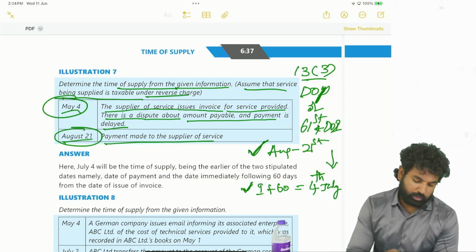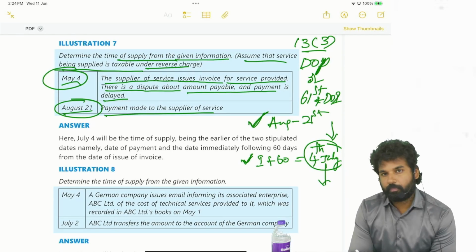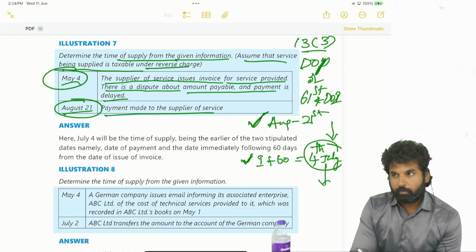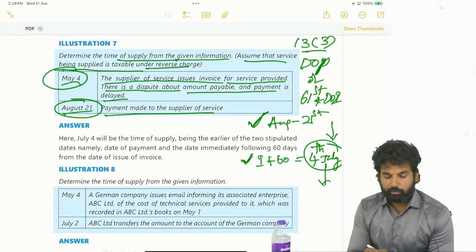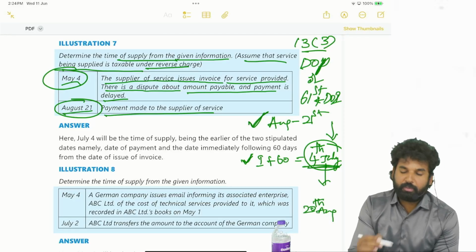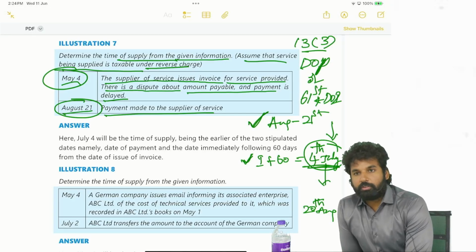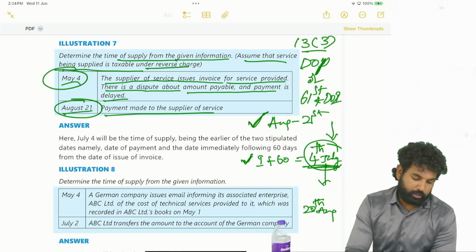Okay. Next. See, 4th July is the time of supply, which means when do you have to pay GST? 20th August. So the time of supply is falling under the July month, so by 20th August you have to make the payment of GST. Right?